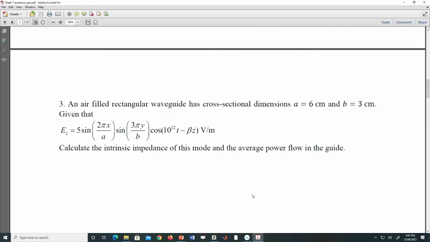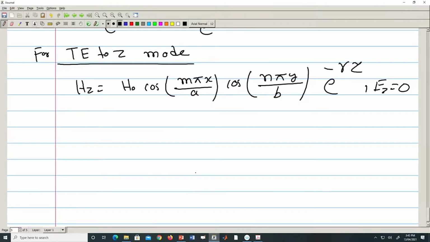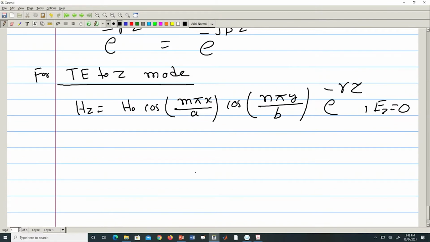So, we have computed the field expression for the TM to Z mode, and here we can calculate also for the TE to Z mode. For the TE to Z mode, Hz will be this. So, this is the standard format for the Hz, H naught cos m pi x by a cos n pi y by b into e to the power minus gamma z, and Ez will be 0.